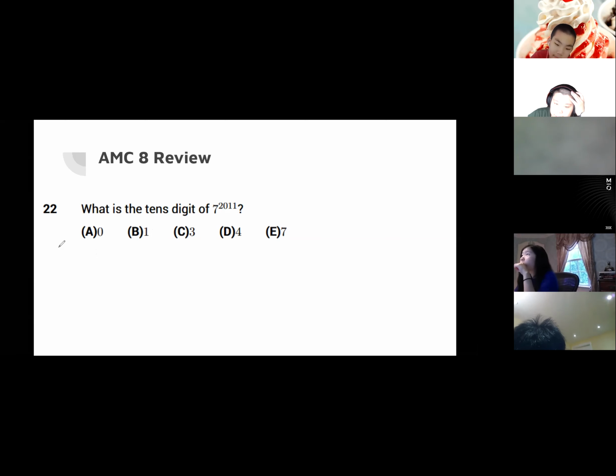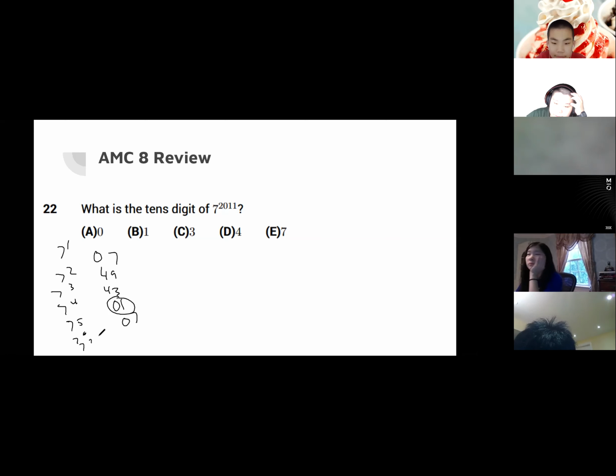So 7 to the 1 is going to end in 07. 7 squared is going to end in 49. 7 cubed is going to end in 43. 7 to the 4th is going to end in 01. You can do this by just multiplying each one by 7 each time. Since you have 01 here, if you multiply by 7, you get back to 07. And what this means is that the pattern repeats. So 01, 07, then 49, then 43, and then 01, 07, 49, 43, etc.